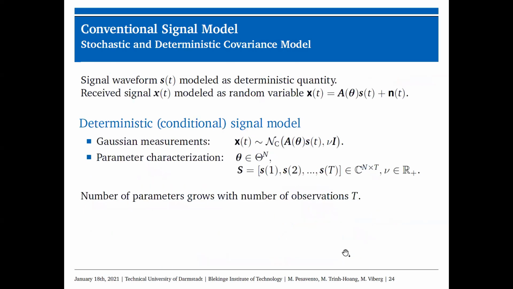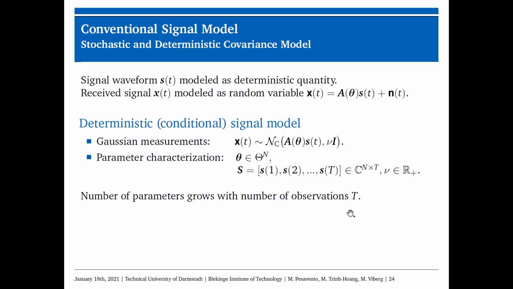The other option is that we consider S of t itself to be parameters. In other words, they are deterministic quantities. And we term this model the deterministic model. Then X is no longer zero mean, it has actually a mean which is A of theta S of t, and the covariance matrix of X is nu times identity. And in this case, the parameters are characterized by theta again, the signal waveforms, and nu, the noise variance.